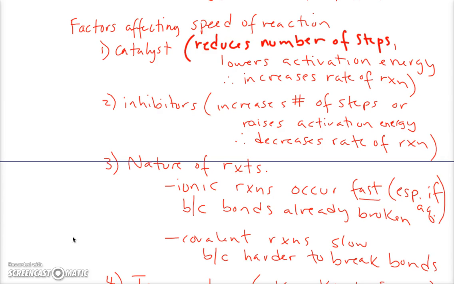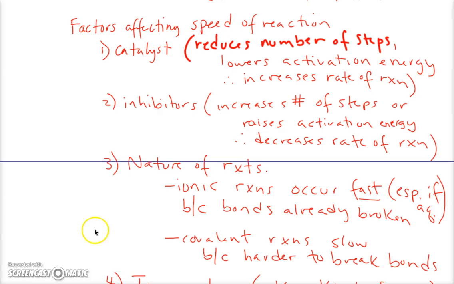A third factor affecting the speed of reaction is the nature of reactants, meaning they are either ionic or covalent. If the reactants are ionic, they typically happen very fast, especially if they are aqueous. And this is because the bonds are already broken when they are aqueous, so the reaction can happen that much quicker. Covalent reactions tend to be slow because it's harder and it takes time to break those bonds.